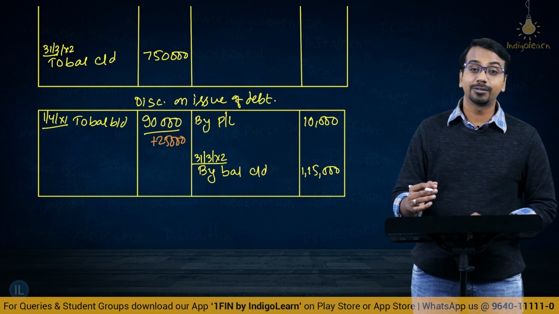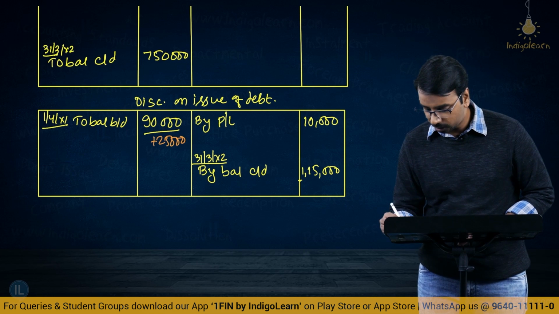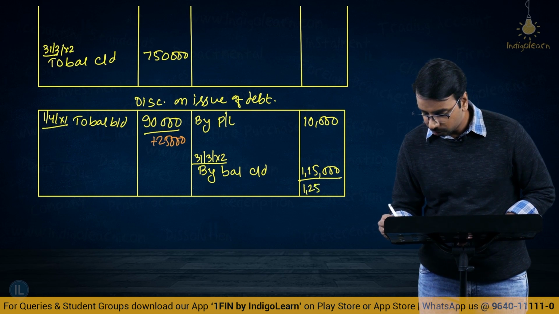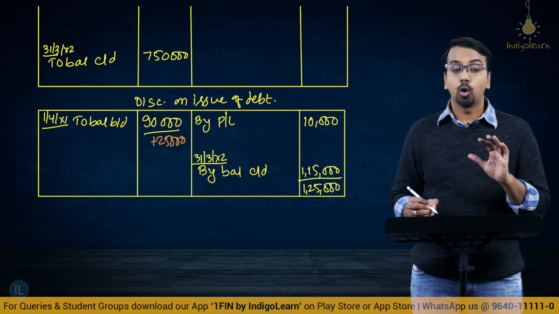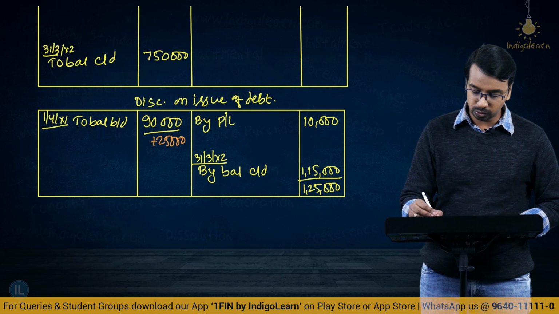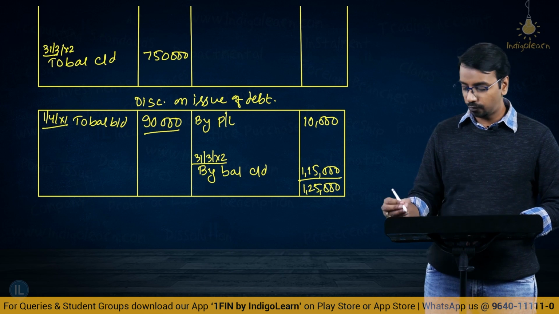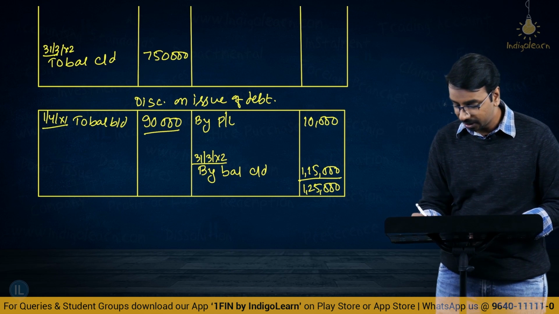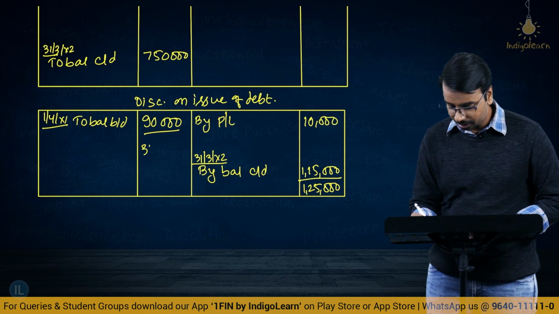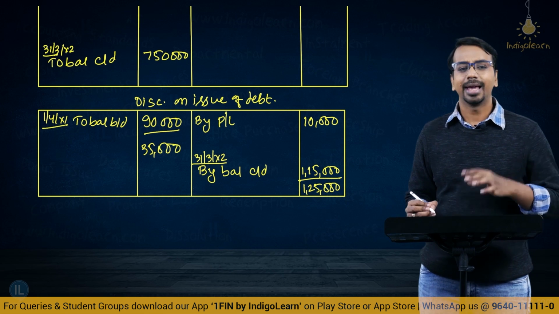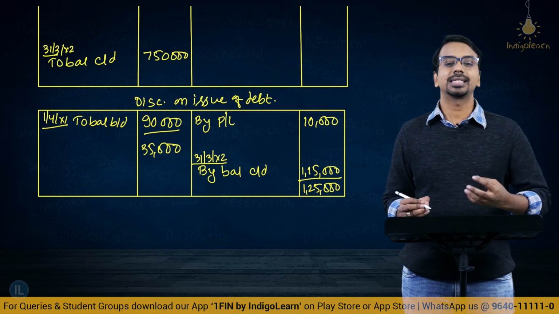So, you have 1,15,000 plus 10,000, total comes to 1,25,000. Opening balance was 90,000. So, there is an increase. There is an increase of what? 1,25,000 minus 90,000. There is an increase of 35,000. And how would the discount balance have increased?